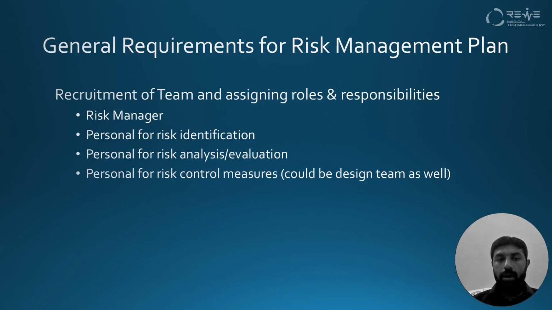The next step is to recruit the team for the risk management process and assign them roles and responsibilities. A few of the major posts that we need for the risk management process are the risk manager, the person that will lead the whole process and will be assigning the roles to the team beneath him or her. Second is personnel for risk identification, the third is a team for risk evaluation, and the fourth is personnel for risk control measures, which can be the design team as well.